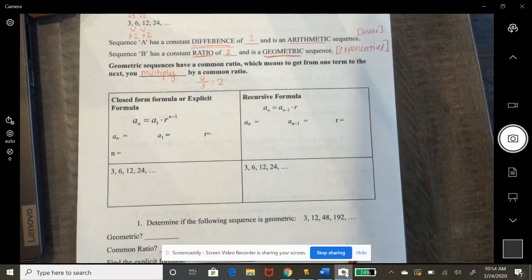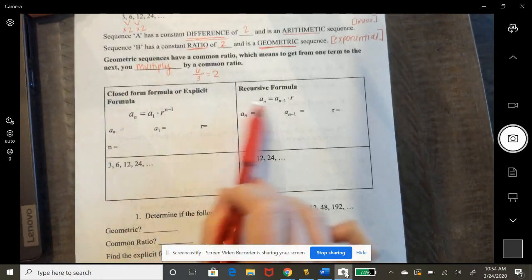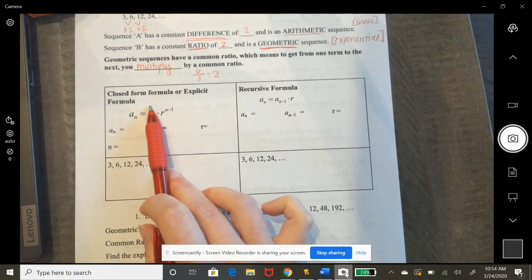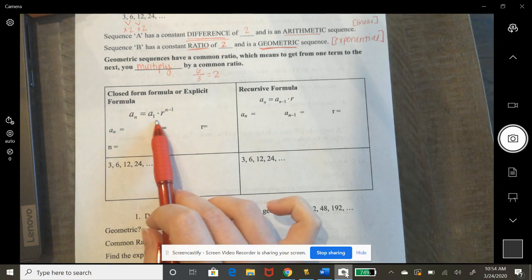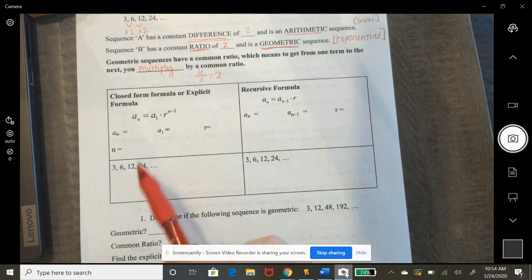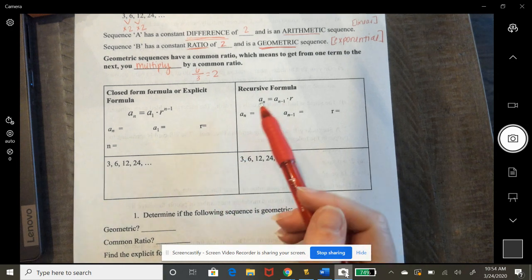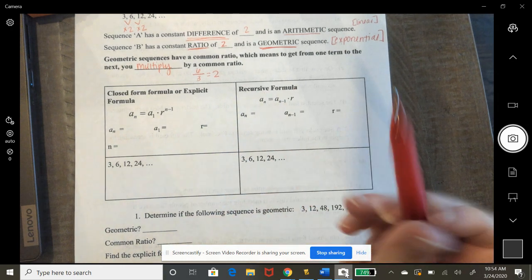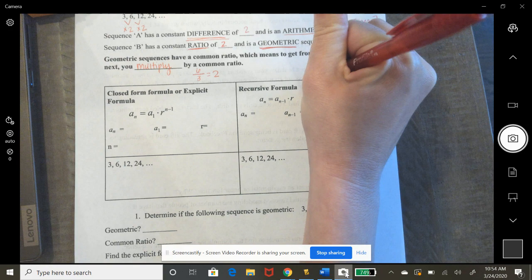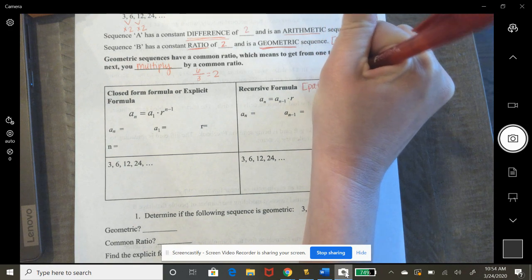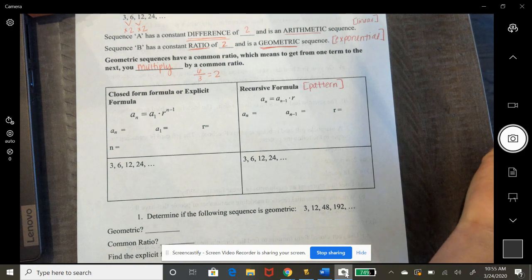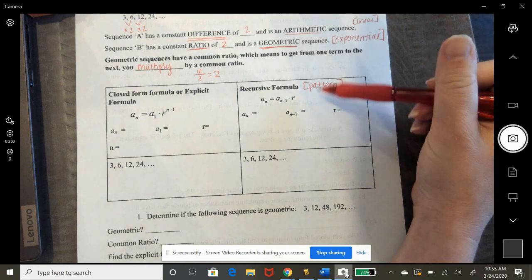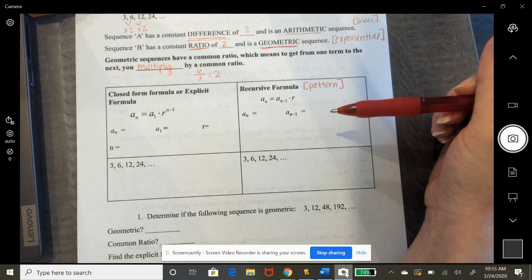Okay, so there are two types of formulas we'll look at. The first one is called the closed form formula or explicit formula, and this is basically like the function. What can I plug in and get something out? The other one is called the recursive formula, and all this does is basically tell you what the pattern is. Okay, so you can describe what's happening in the sequence. So this one's not as useful, it just kind of shows the pattern.